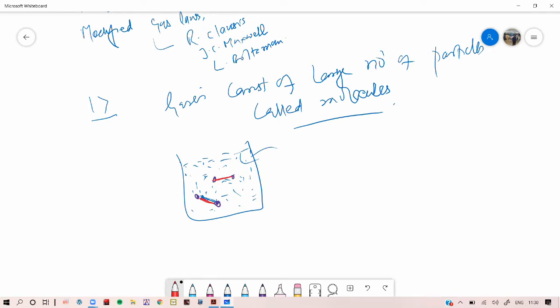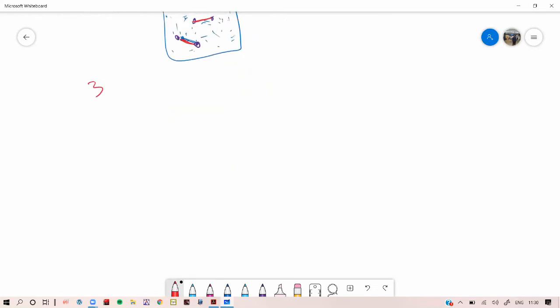The third important property was the temperature of the gas. The temperature of the gas is proportional to the average kinetic energy of the molecules. That is how we got the definition of temperature in terms of average kinetic energy. The temperature of the gas is proportional to the average kinetic energy. So T is proportional to the average kinetic energy.